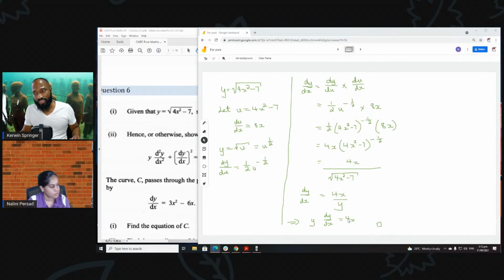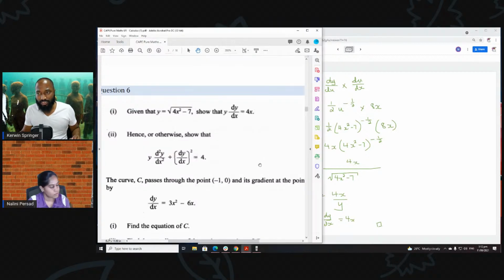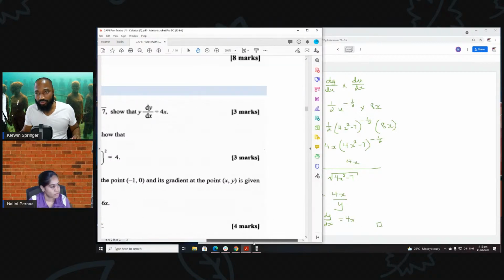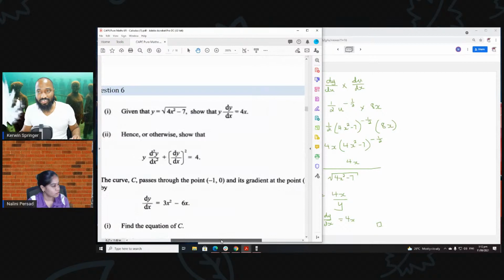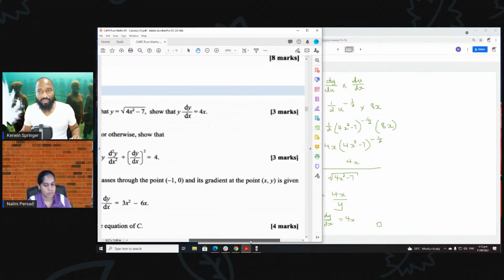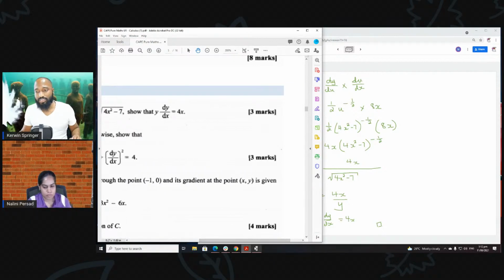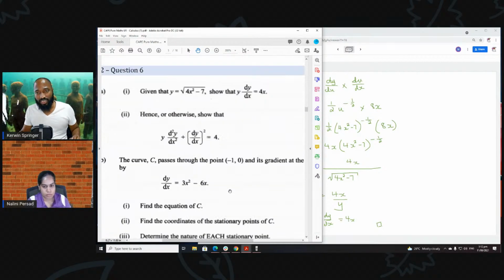So differentiating this way, we'll get 8d2y dx squared. How much marks they give you for that? That will let us know what we're supposed to do. 3 marks. So yeah, implicit differentiation. Even for this first part, I think they were really testing you to maybe do implicit differentiation on this side, maybe. Because it's just 3 marks. So anyhow, let's go on to the next part.